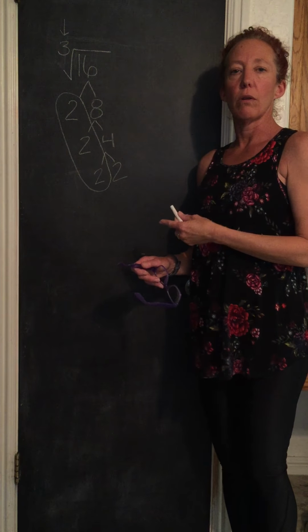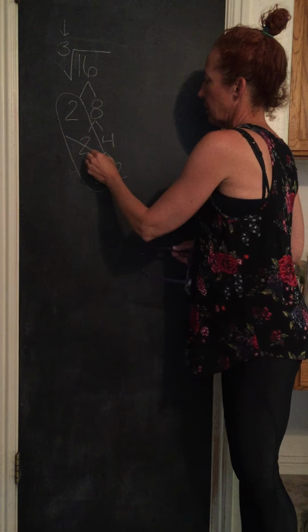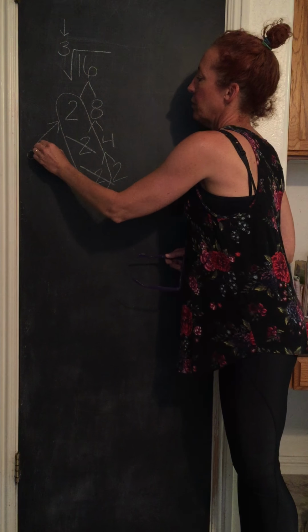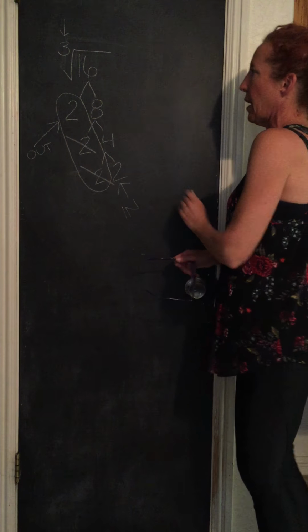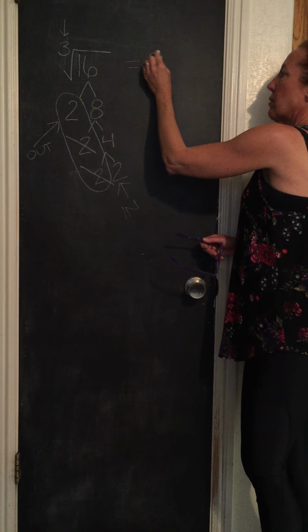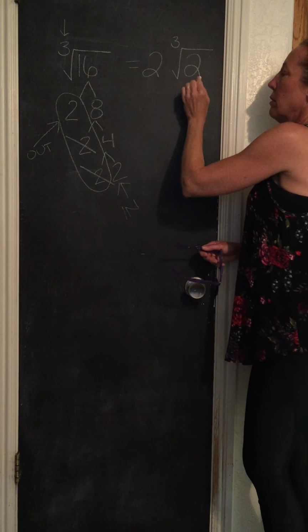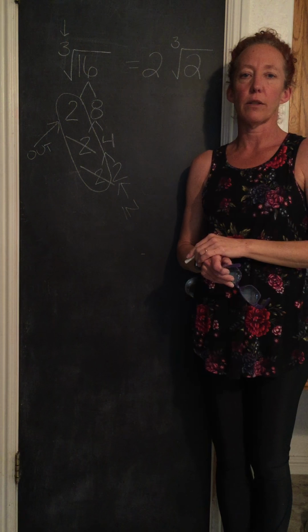When we circle, instead of just 1 canceling, 2 members are going to cancel. So cancel, cancel. That 2 breaks out. This 2 stays inside the radical. So this simplifies to 2 times the cube root of 2. And that's our final answer.